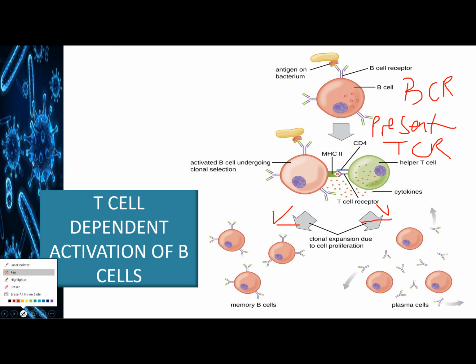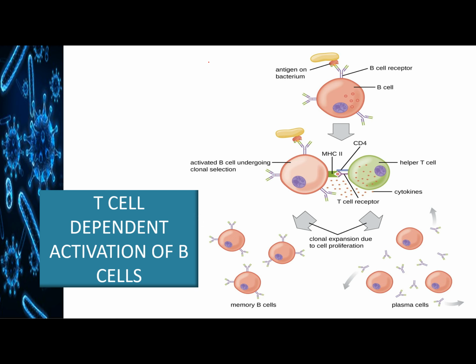So ulitin ko class, this can occur in two ways. If it encounters an intact antigen, specifically a protein type, it would cause the activation of your B cell to either undergo a memory B cell or a plasma cell.